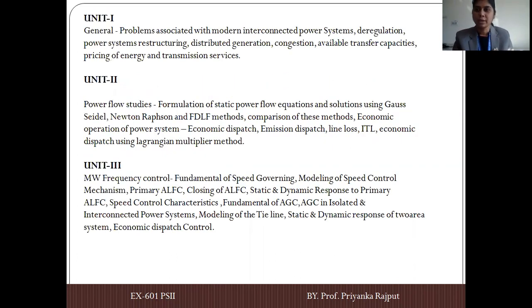Now, in our first unit, we will cover restructuring of the system, deregulation, regulations, as well as distributed generation and pricing. It's all theoretical parts. In the second unit, we will discuss load flow studies, different types of load flow studies, as well as economic dispatch. In the third unit, we will cover frequency control and different types of methods.